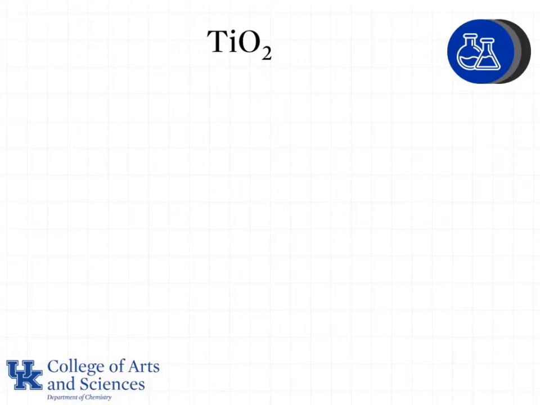Let's look at TiO2. Titanium is also a transition metal, so we have an unknown charge for its ion. Oxygen forms an anion with a -2 charge, so we label titanium as having X charge and oxygen as having -2. We then set up our equation to solve for our unknown.